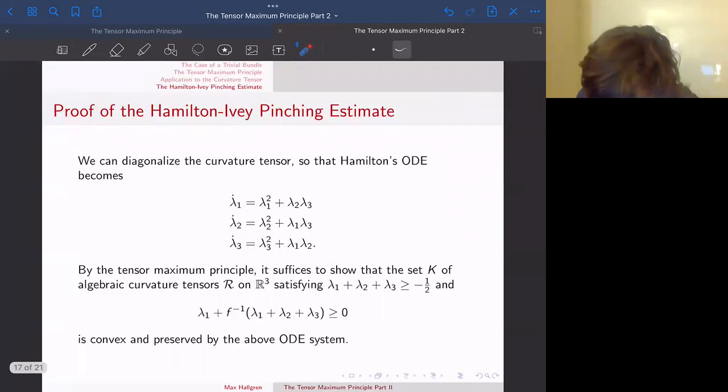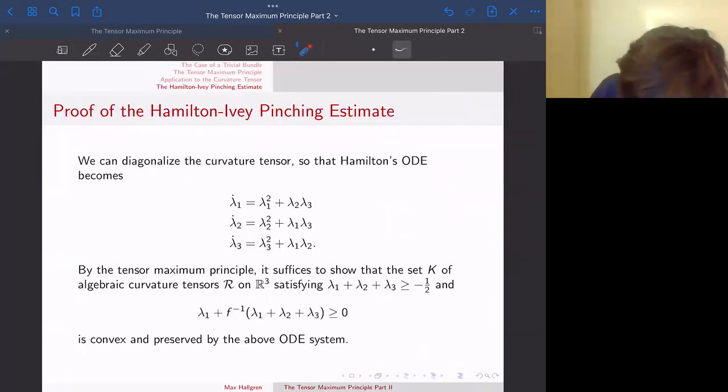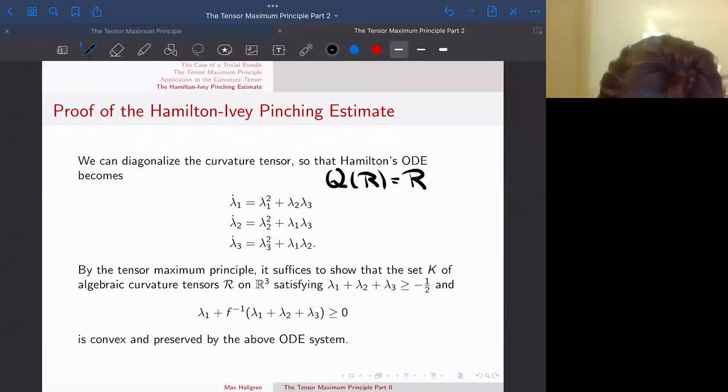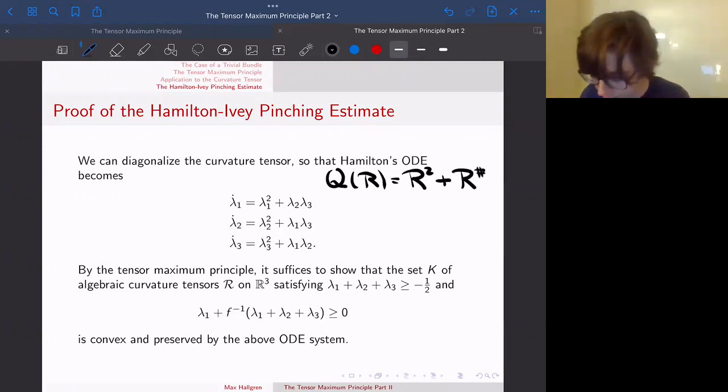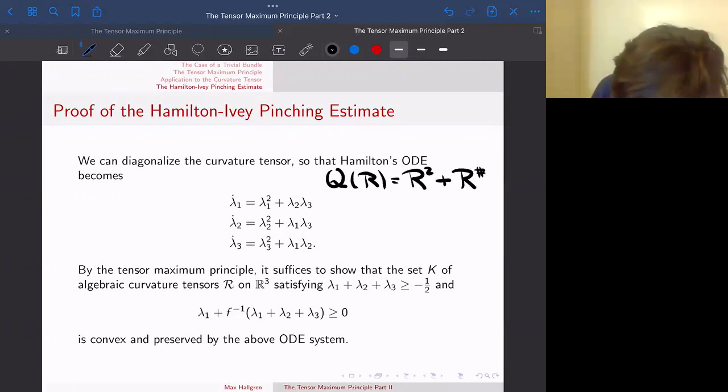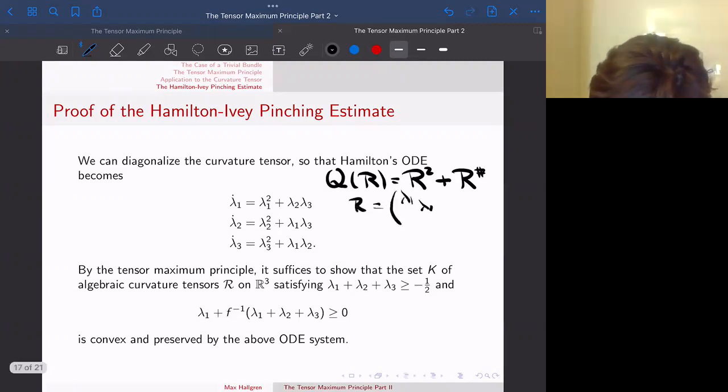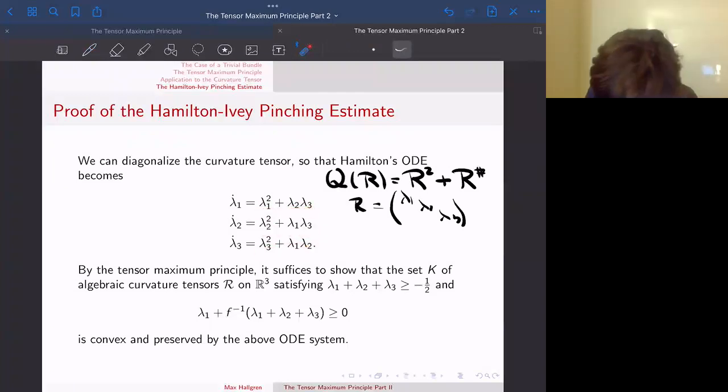Okay, and so the proof of this is as follows. So remember, Hamilton's ODE corresponds to the vector field on curvature tensors, which takes in a curvature tensor and spits out the curvature tensor squared plus this thing called the Lie algebra square of the curvature tensor. And so now if we consider a curvature tensor and we just diagonalize it, lambda 1, lambda 2 and lambda 3, then these first terms are going to correspond to R squared. These terms are going to correspond to the Lie algebra squares.